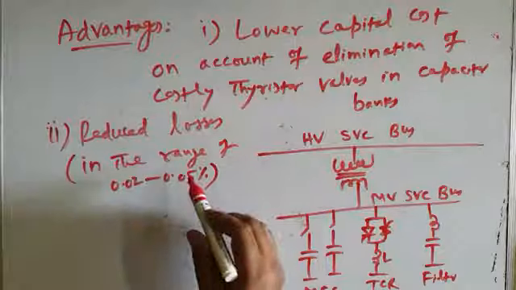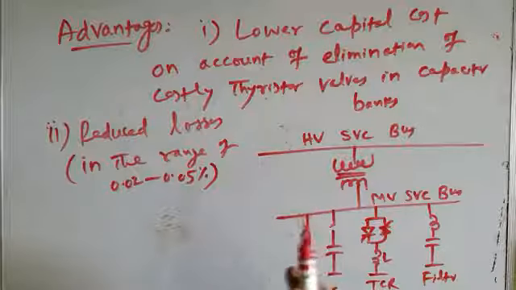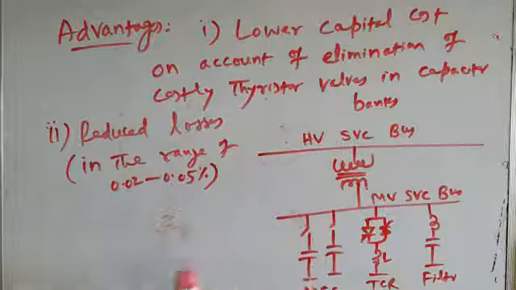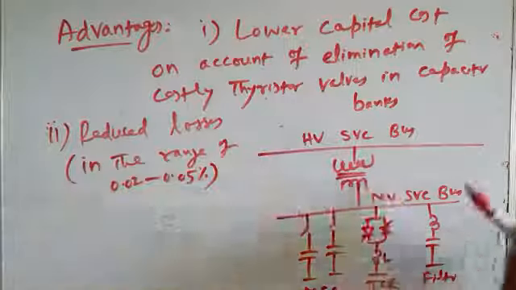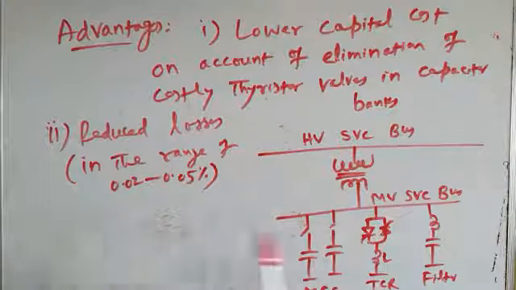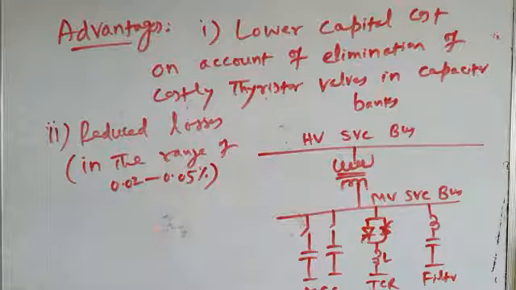Why is the power loss reduced? Because in these mechanically switched capacitors, the thyristor valves are eliminated, and the conduction and switching losses of those thyristor valves don't exist. So since those losses are eliminated, overall losses of the complete SVC are reduced. They are in a very low range, 0.02 to 0.05%. So these are the advantages offered by MSC TCR SVC.